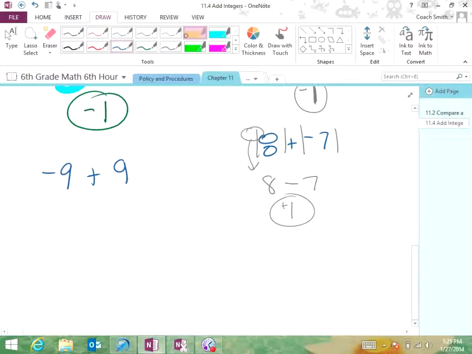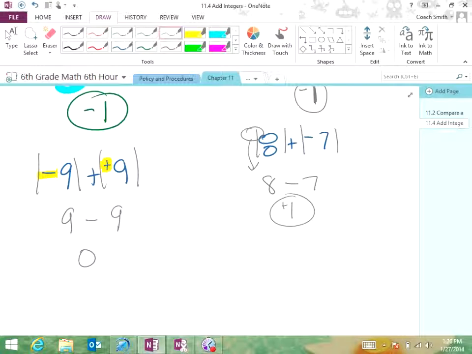The key is I have a negative and a positive. I'll go ahead and put the positive sign there so we know that's what we're talking about. So you still take the absolute value of those two numbers. Absolute value of negative 9 is 9. Absolute value of positive 9 is 9. And you subtract them, and that's 0. The 0 is neither negative nor positive because all of the negatives cancel. I got the same amount of negatives as I do the positives, so they all cancel each other out, leaving me with nothing, which means 0.